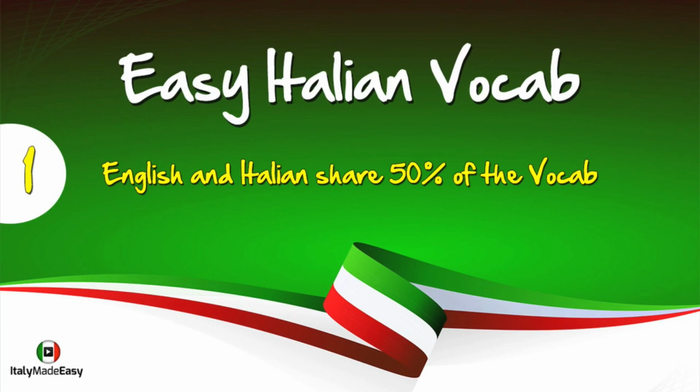Now, you think that Italian and English are very different, and they are. In theory, they have different origins. English is what we call a Germanic language, so it's related to German and Dutch and so on. And Italian is a Romance language, so it's based on Latin, and it's related to French and Spanish and Portuguese and Romanian.